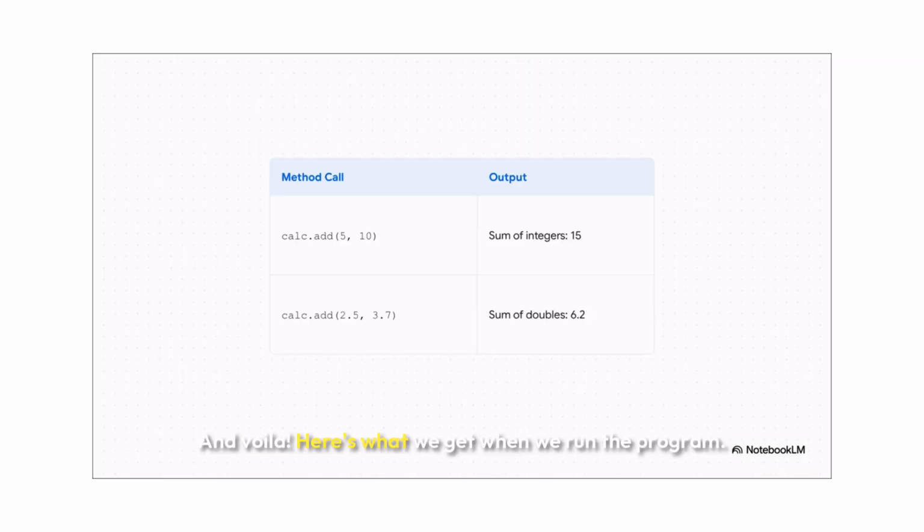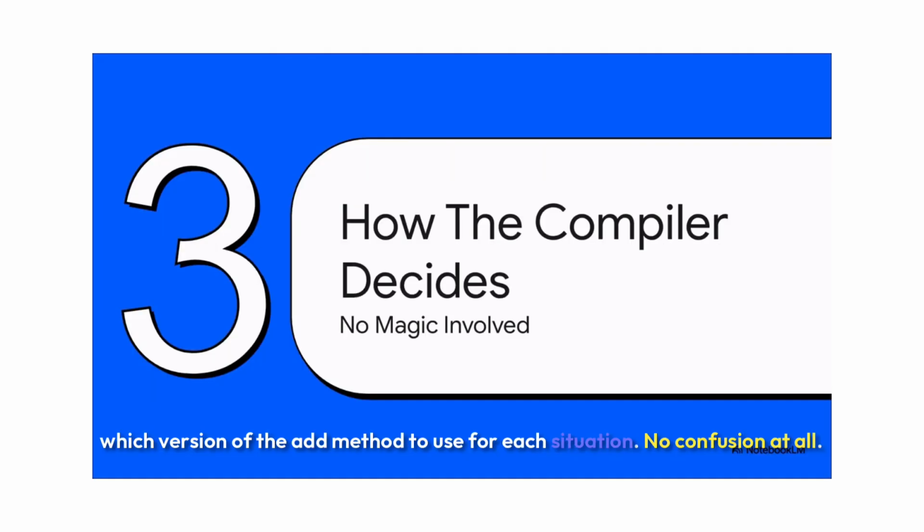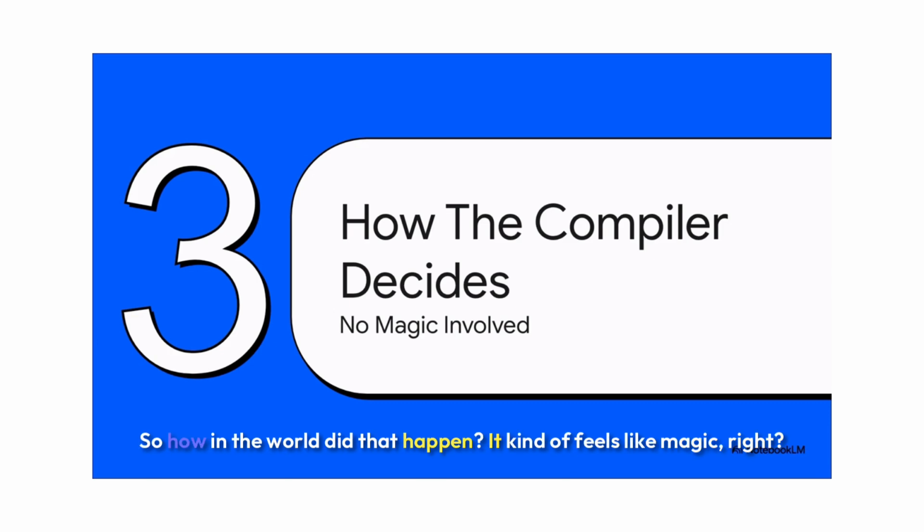And voila! Here's what we get when we run the program. It works perfectly. The call with the integers, calc.add(5, 10), gives us "Sum of integers: 15." And the call with the doubles, calc.add(2.5, 3.7), gives us "Sum of doubles: 6.2." The program knew exactly which version of the add method to use for each situation. No confusion at all. So how in the world did that happen? It kind of feels like magic, right?